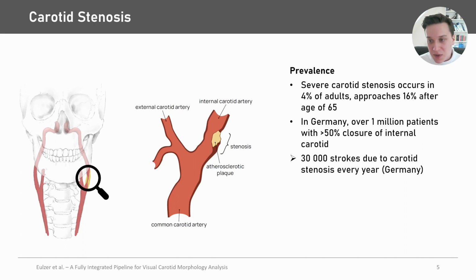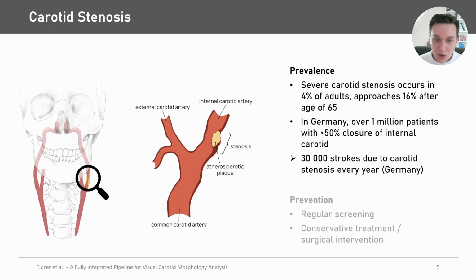Just for comparison, in Germany, we have about 200,000 ischemic strokes, so strokes due to stenosis or emboli every year, and the largest part, about 30,000, are due to carotid stenosis. So the question is, what can we do to prevent these deaths? And the answer is regular screening. We can do preventive surgical intervention, which is sometimes possible, and it's very important to determine the necessity and the type of the treatment.